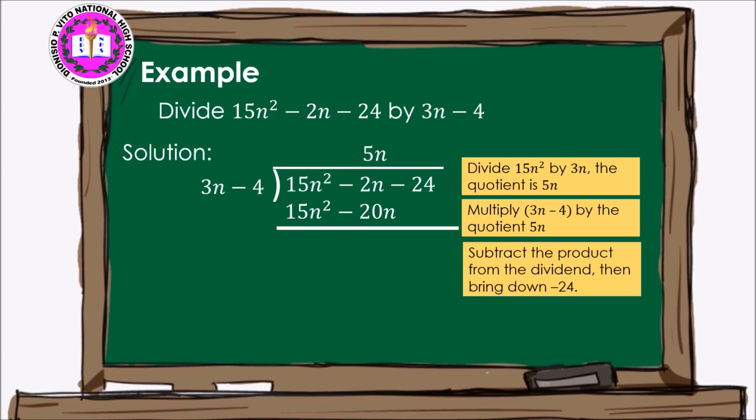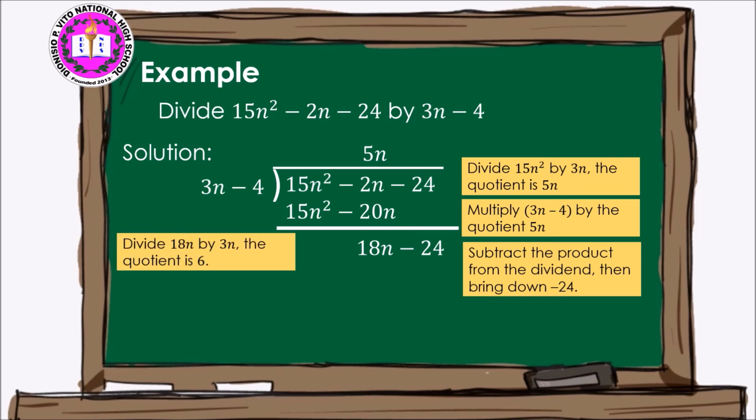So we have 15n squared minus 15n squared is equal to 0. Then negative 2n minus negative 20n is equal to positive 18n. Then we're going to bring down negative 24. Then we're going to divide 18n by 3n. So the quotient is 6.